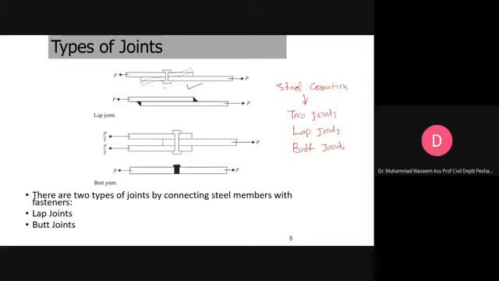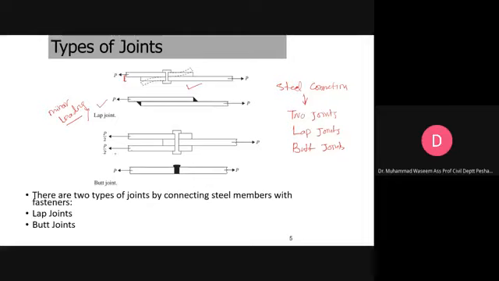In a lap joint, there is an eccentricity between the loads. Due to the eccentricity, there is unsymmetrical loading in a lap joint, and it causes bending in this type of joint. So this type of joint is not suitable. It's only suitable for minor loading, where the demand is very low.